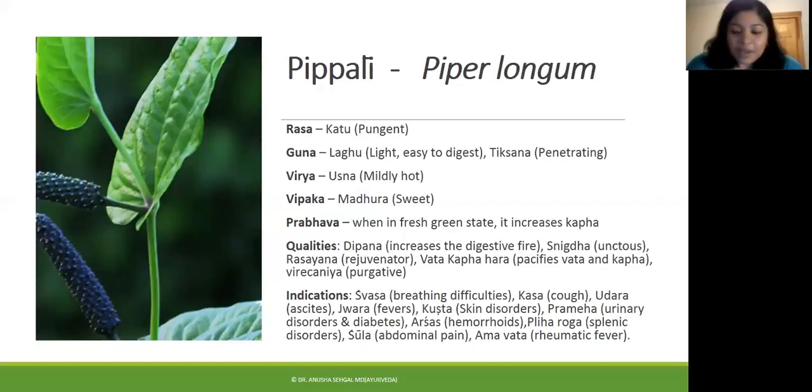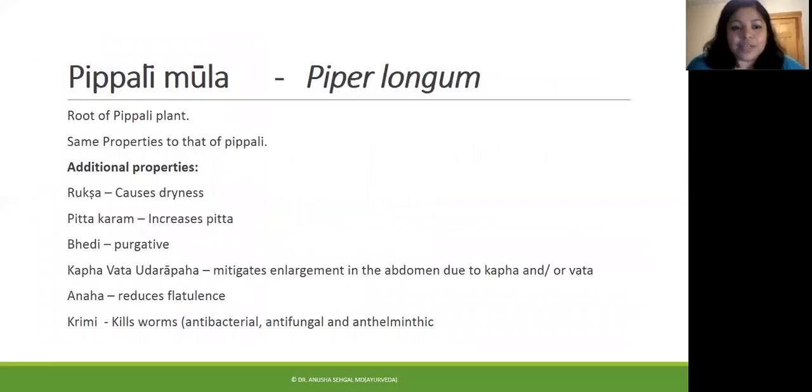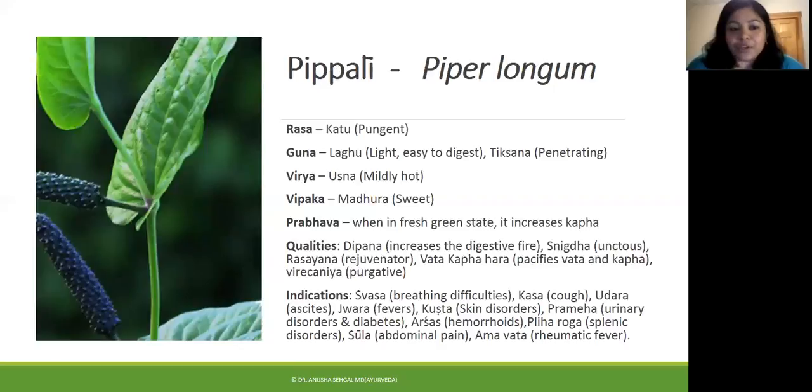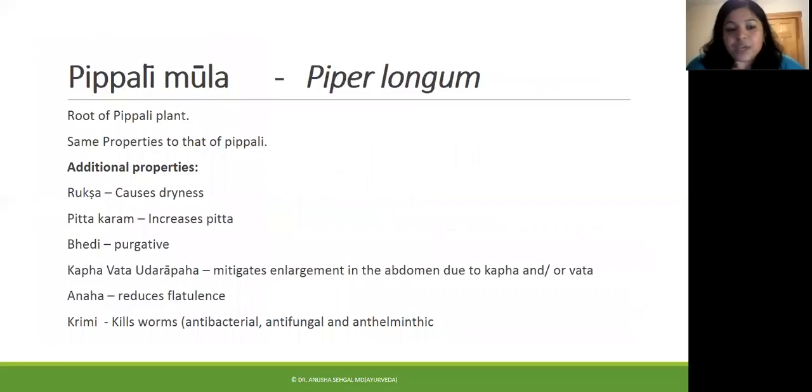I'm talking about the body level. Okay. So the next one is Pipali Mula, and it's basically the same plant, but here we were looking at the fruit. Pipali here really indicates the fruit, and these are the qualities of the fruit. This one is looking at the qualities of the root of the plant. Mula means root. So Pipali Mula, like Dashamula is 10 different roots. This is Pipali Mula, so it's the root of the Piper Longum plant.